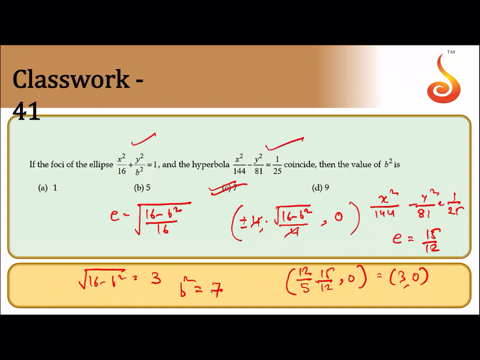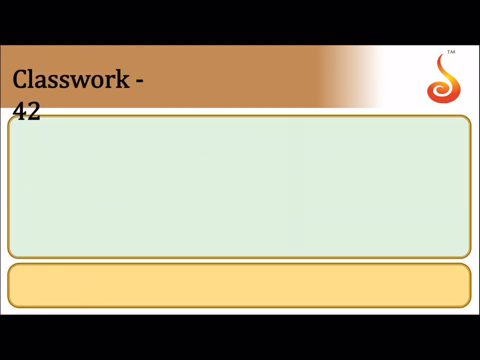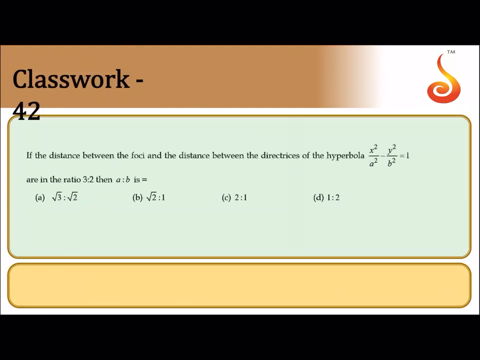So you have to calculate the foci of both. Once you calculate the foci of both, we equate them and we get the value as 3. Sorry, b square is equal to 7.